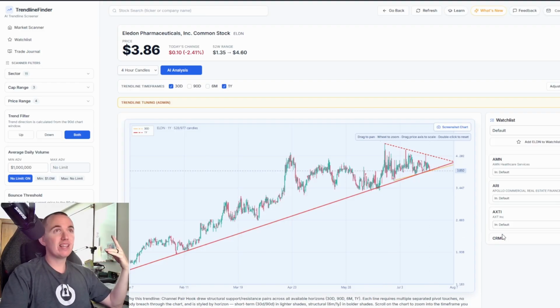So this isn't some mashed together thing; this has taken me months to build. What's cool about it is it is scratch built. It is 100% custom, specific to TrendlineFinder.com. Nobody has anything like this out on the market right now.